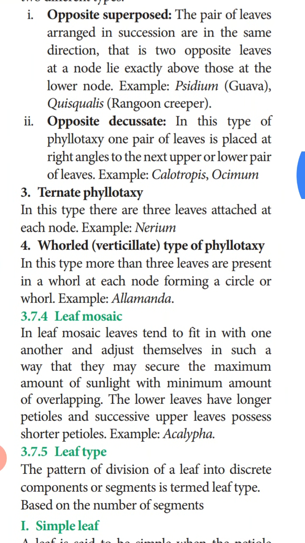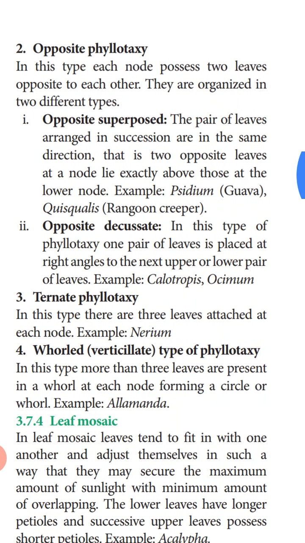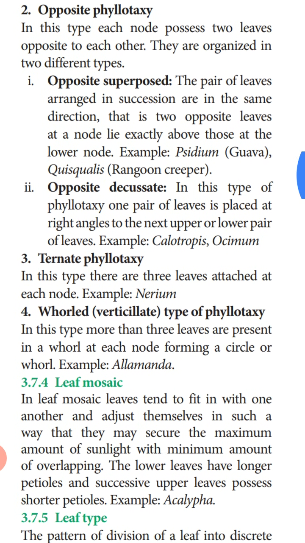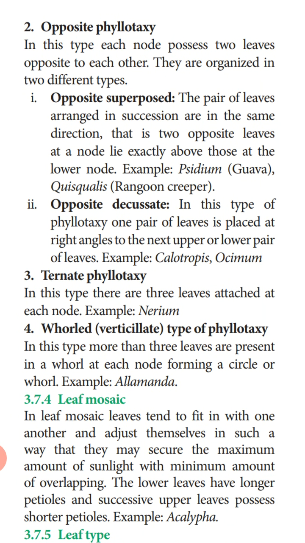Next type of phyllotaxy is the opposite. In this type, each node possesses two leaves opposite to each other. They are organized in two different ways: opposite superposed and opposite decussate. So, opposite phyllotaxy, as I told you, in one node two leaves are present, but in the opposite direction. They are also of two types: opposite superposed and opposite decussate.